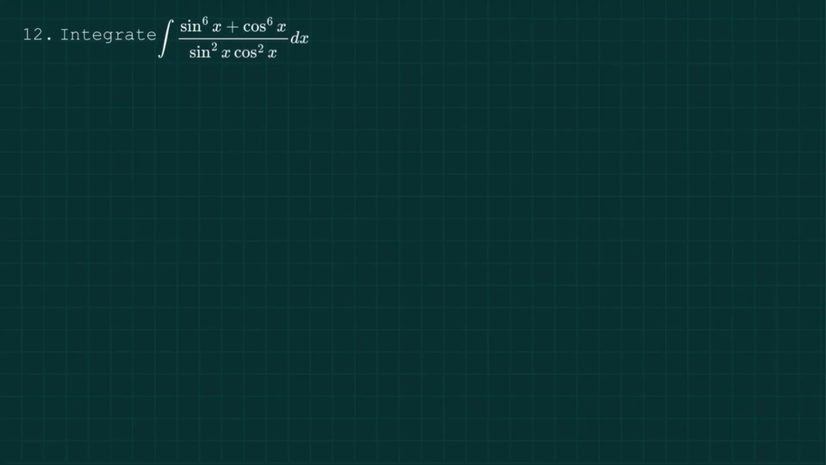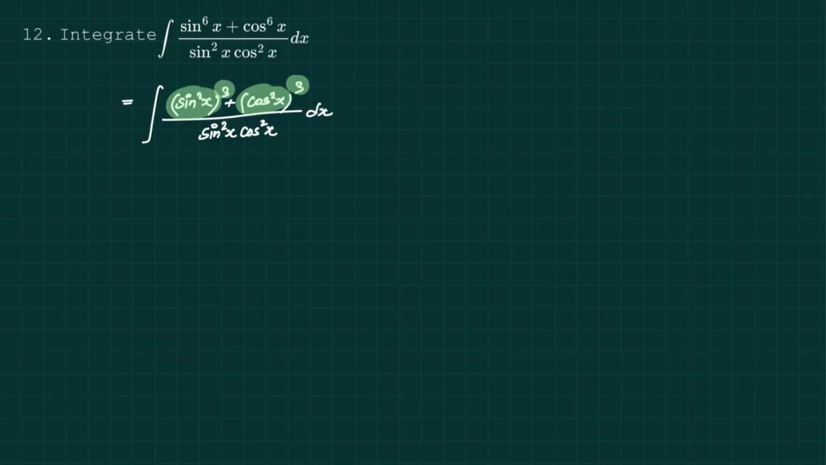Question 12. Integration of sine to the power 6x plus cos to the power 6x over sine square x into cos square x dx. So here we will write this sine to the power 6 as sine square x whole cube plus cos square x whole cube, whole divided by sine square x cos square x dx. Now this is in the form of a cube plus b cube, and for that we have a formula.